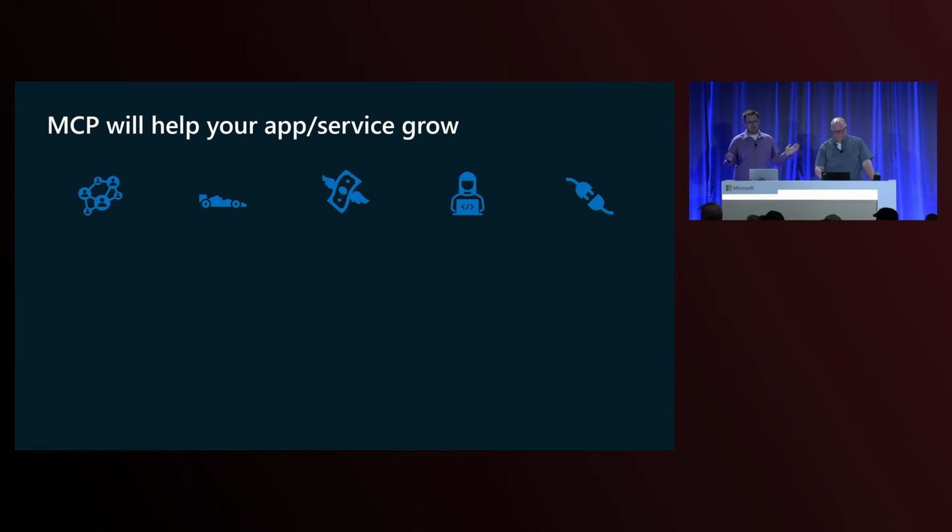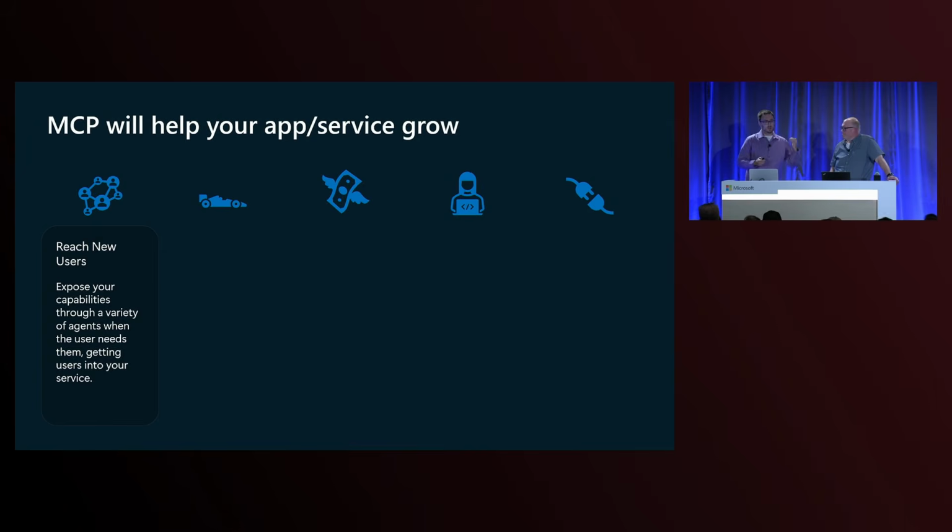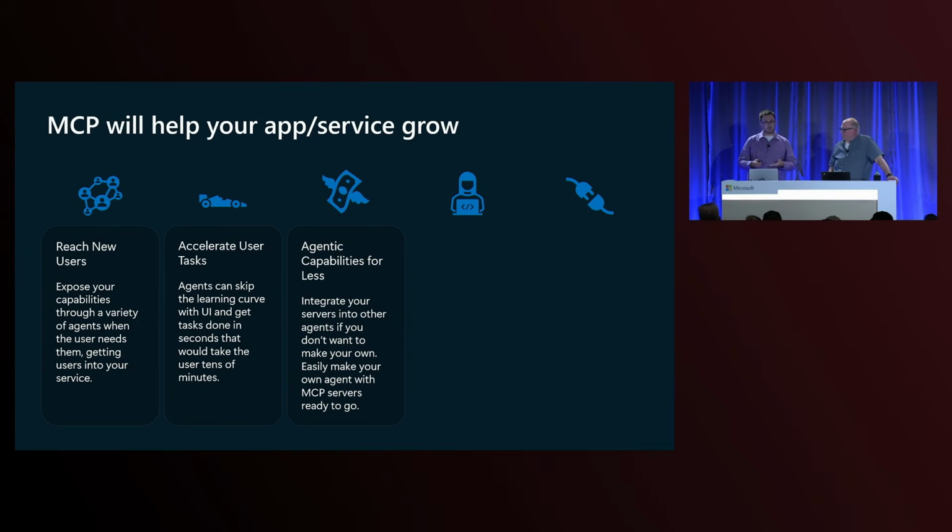So as Donald demonstrated, there are major benefits to using MCP. Because MCP works with multiple agents, you can reach different users by addressing their needs immediately, engaging them in your service. You'll retain those users better by helping them get their tasks done better, saving time. And if you've been looking into adding agentic capabilities to your app or service, MCP allows you to either make use of other agents by using your capabilities through them, or it makes it easier to build your own by adding your extensibility points more easily.